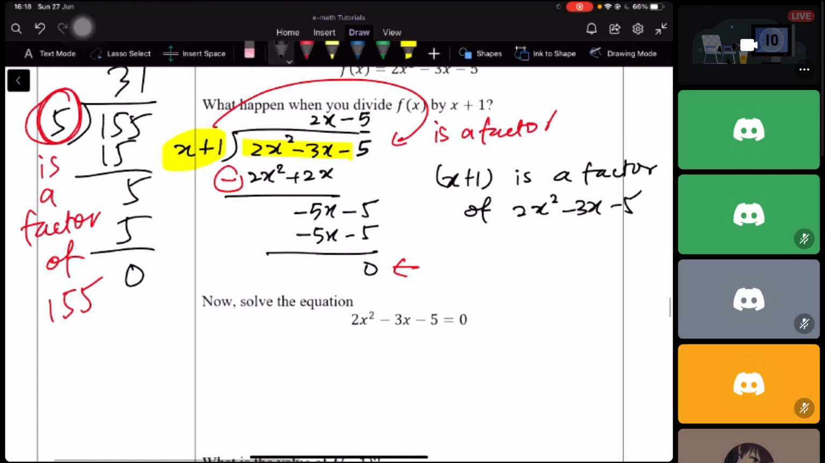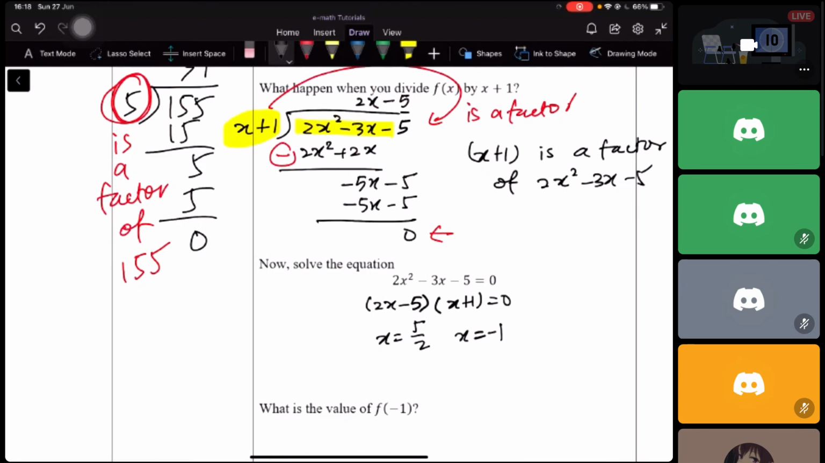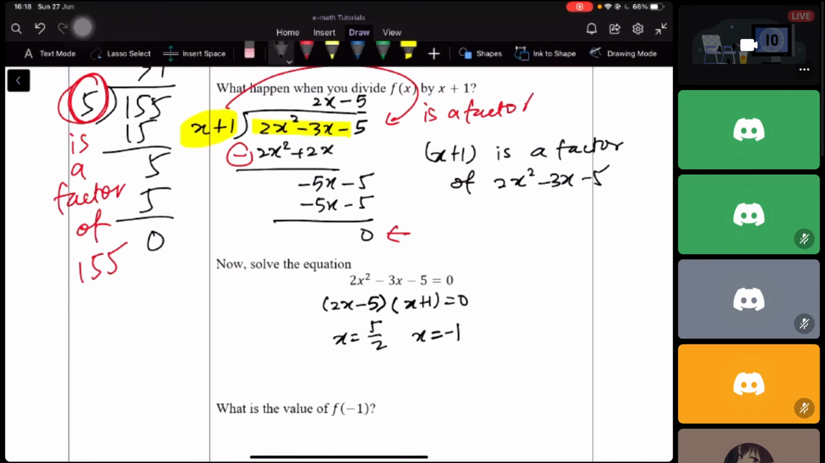Okay, now forget about this long division thing. Go back to your Form 4, Chapter 2, quadratic equations. Solve this equation. Just press your calculator. Mode 5, 3, put in 2, negative 3, negative 5. So it should be (2x minus 5)(x plus 1) equals 0, x equals 5 over 2, x equals negative 1, right? Now combine these two together. What can you see? Do you notice that? Your c is negative 1.